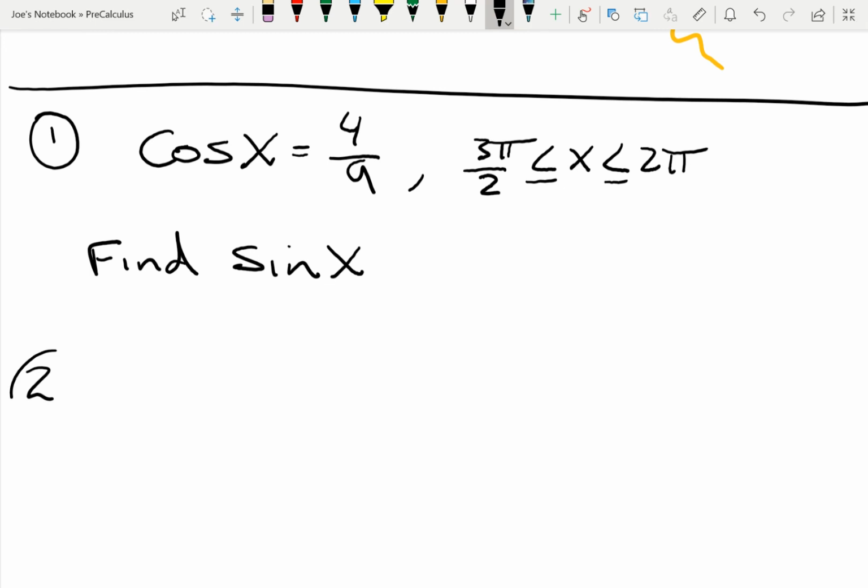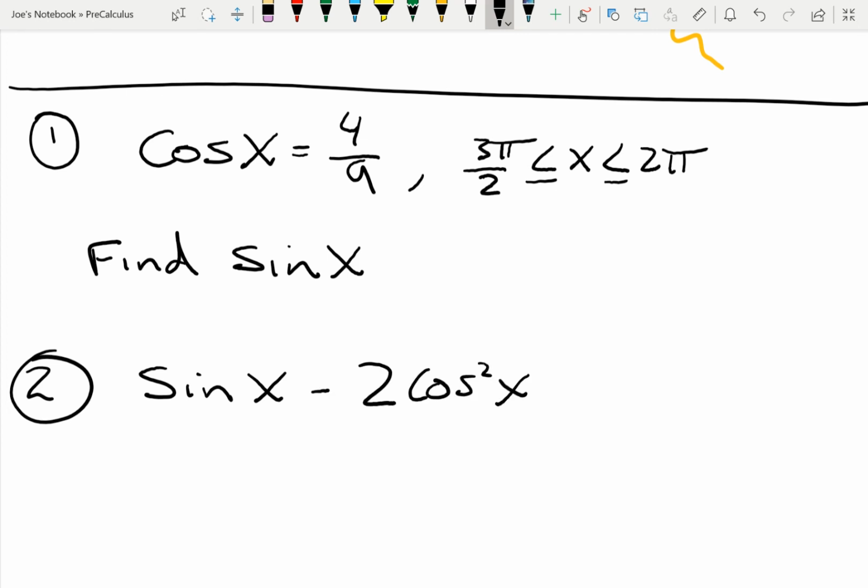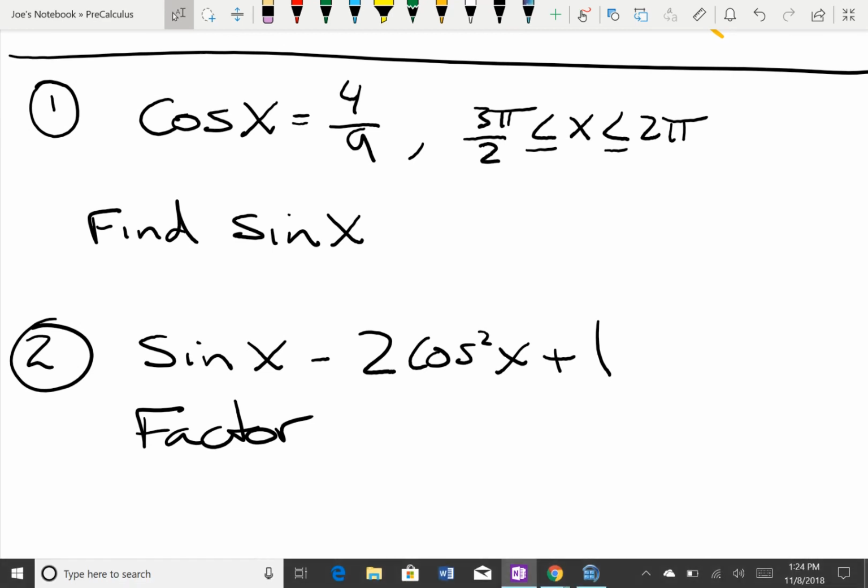Second one would be sine of x minus 2 cosine squared x plus 1. And I'm going to have you factor that. And the people on the video, that's all they'll do. I'll find another one for you guys, and I'll make sure you get some help. We'll go through it together, okay? So I'll leave those right there. I'll stop the video.